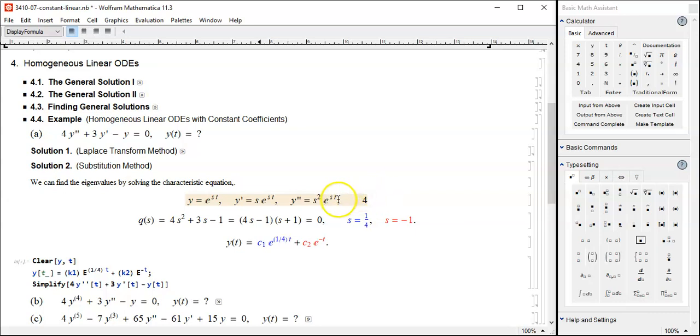4 times this exponential plus 3 s times exponential minus just the exponential equal to 0. And please note that exponentials are all common, so I can factor all these out. And what you have is the characteristic equation.